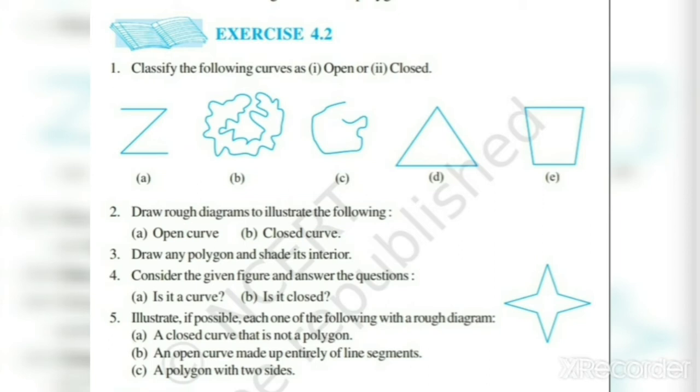Question 3 is draw any polygon and shade its interior. Very easy. Draw a triangle which is three-sided polygon. Draw a square which is four-sided polygon and color it. Shade its interior. Let me show you. Interior means internal part, this part, अंदर का part, that is interior.